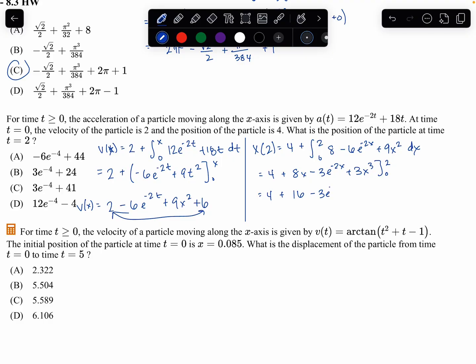Okay, then we'll plug in 2, so it's going to be equal to 4 plus 16 minus 3e to the negative 4. And if I plug in 2, again, that's going to be plus 24 minus, and then if I plug in 0, remember, starting here, those two become 0. This just becomes plus 3. So plus 3, let's see if those add up. 4 plus 16 plus 24 plus 3. No, it doesn't.